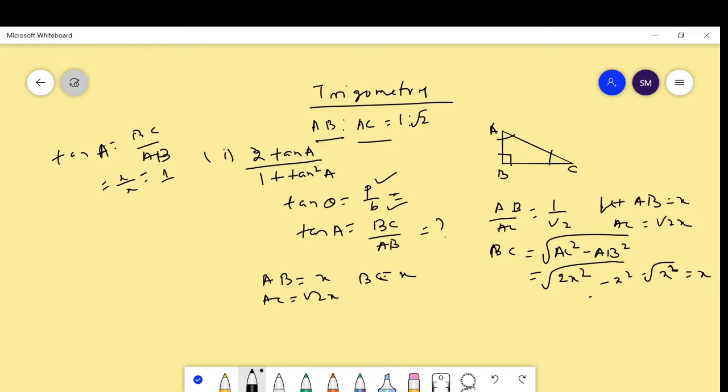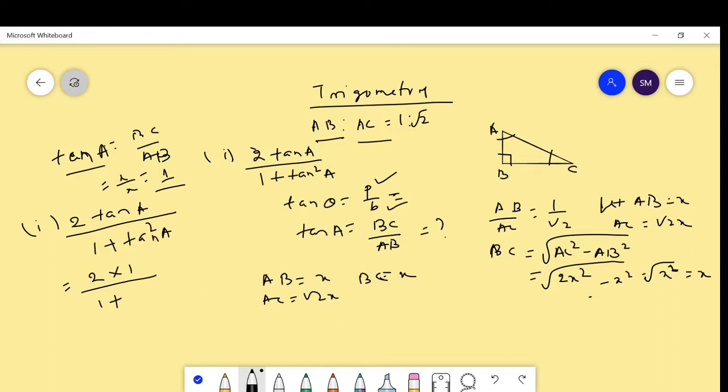Then put this value of tan A, 1, in 2 tan A upon 1 plus tan square A. This is 2 into 1 upon 1 plus 1, which is equal to 2 upon 2, is equal to 1. So by solving this we get 2 tan A upon 1 plus tan square A is equal to 1.